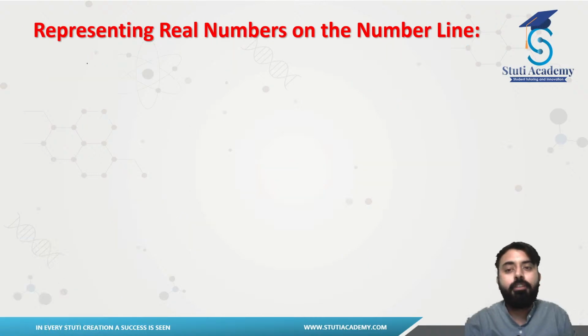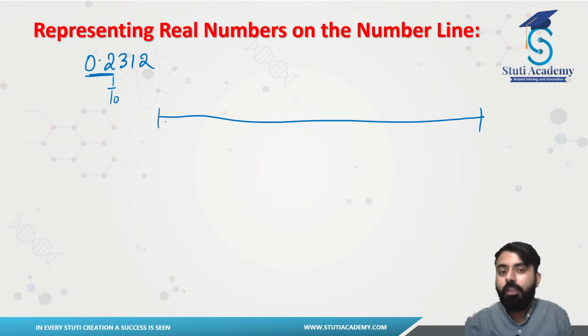So if I erase this, I have this one, 0.2312. Okay. Firstly, do what? Just focus on your initial place. That means the 1/10th place. So this will be lying between your 0 and 1. So let's say this is my 0. This is 1. This is what? A 0.1, a 0.2, a 0.3, a 0.4, and so on, 0.9.